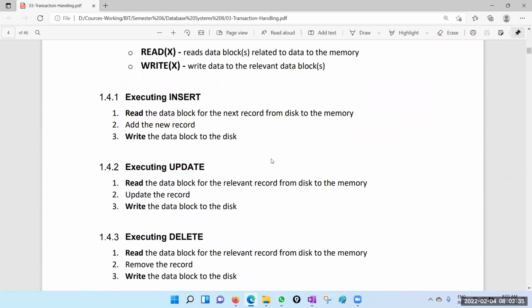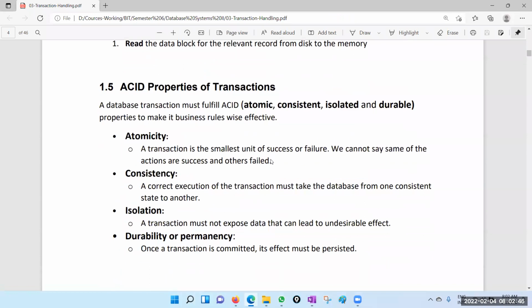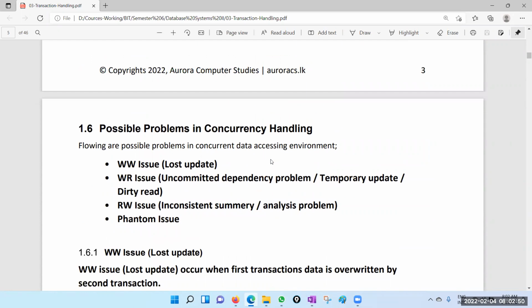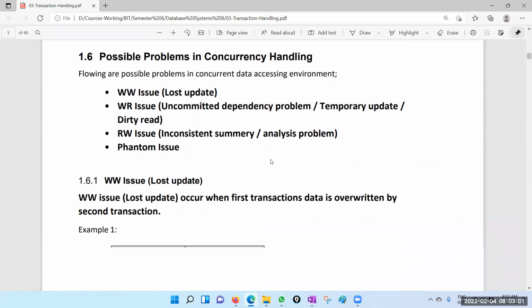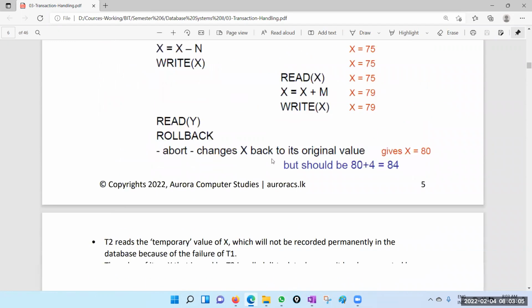So we discussed that every database operation, whether it's insert, update, delete, or retrieve, is a set of read and write operations. We look at it as a set of read and write operations. And we discussed what the possible issues are: the lost update, or the temporary update, or the dirty read, or the inconsistent summary, and possibly the phantom issue. We discussed how these things can give us trouble.